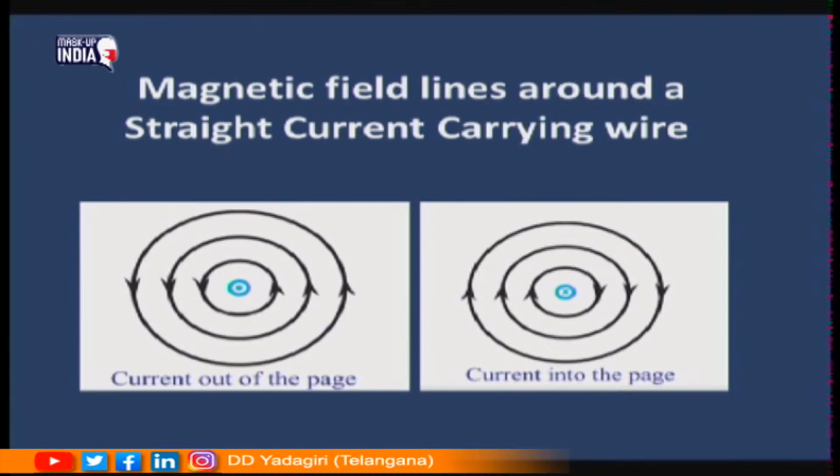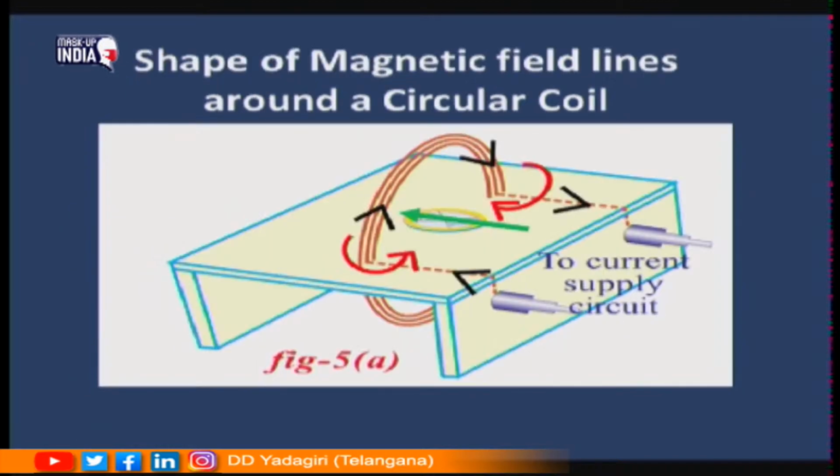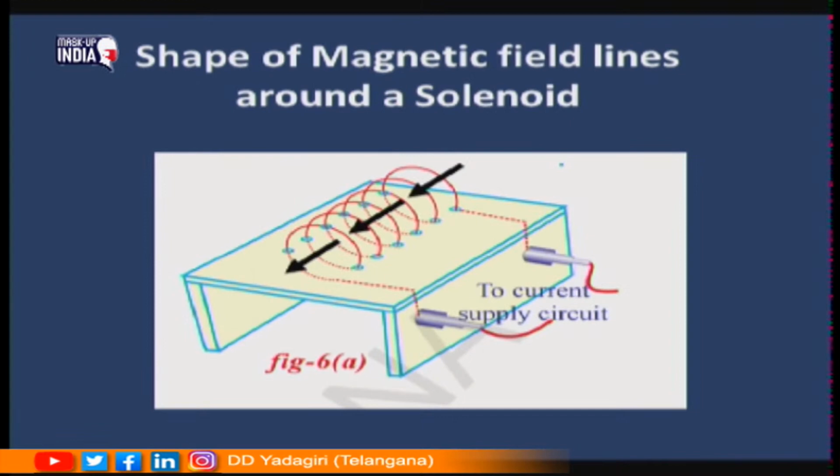If the current is going into the paper, then the magnetic field lines will be circular and the direction of the magnetic field will be clockwise. We discussed the shape of the magnetic field lines around a circular coil. When current passes in a circular coil, at the center of the coil, the magnetic field will be parallel to the axis.